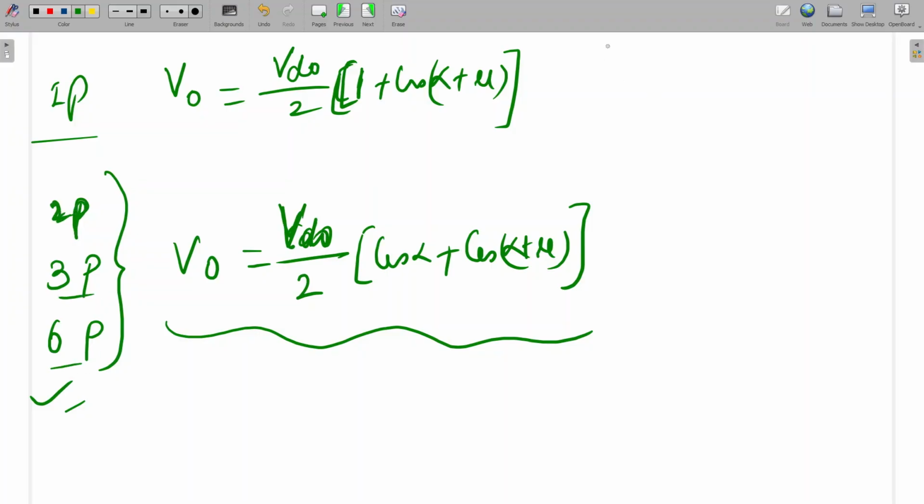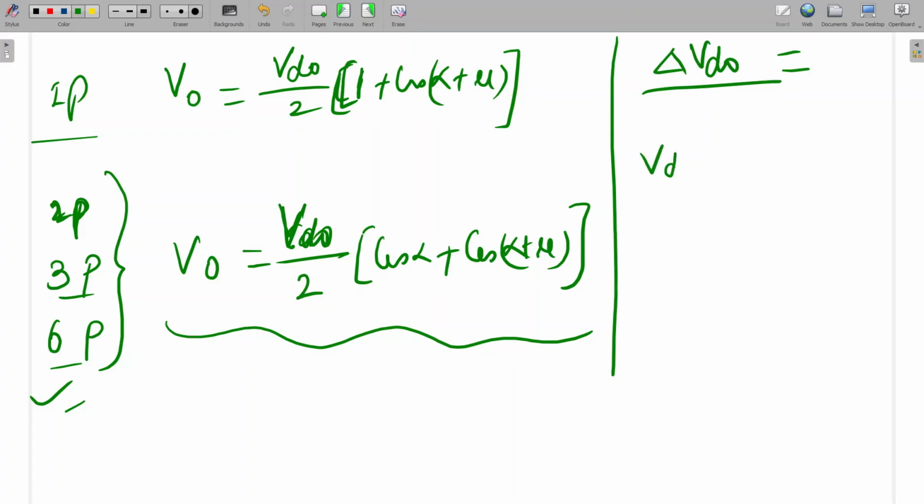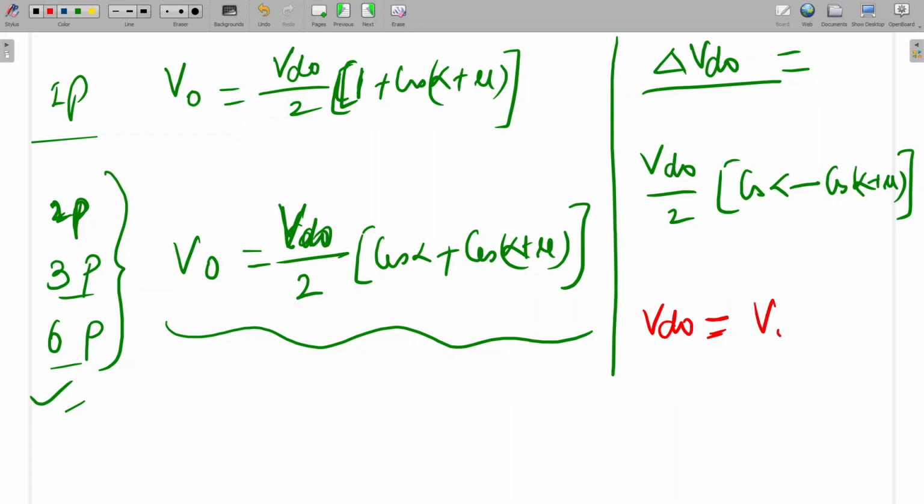And what will be the delta VD0? Delta VD0 will be same for all. Delta VD0 will be equal to VD0 by 2 into (cos alpha minus cos alpha plus mu). So what is VD0 here? VD0 for all the converters, VD0 equal to VO average at alpha is equal to 0.